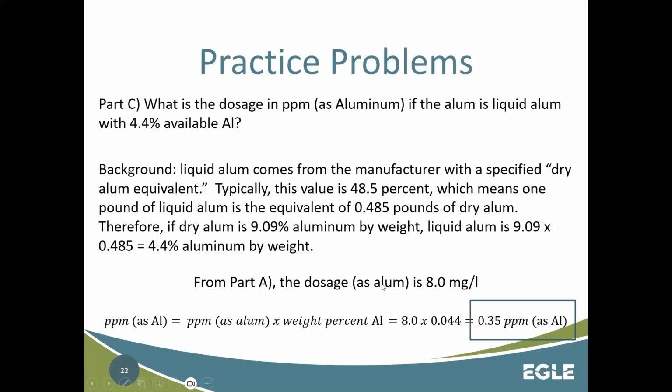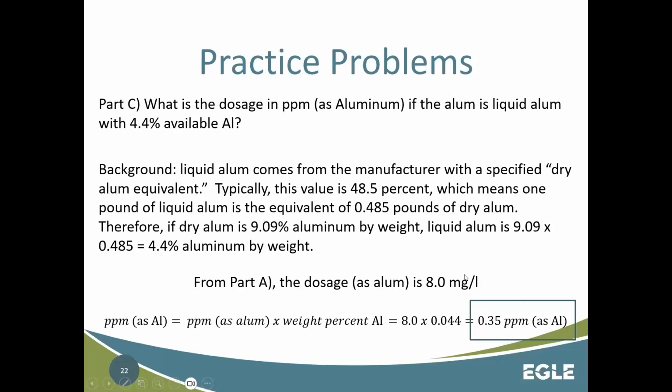From part A, we will remember that we are dosing at 8 milligrams per liter, and we are interested in the aluminum ion, which is our ppm as alum times our percent weight as aluminum ion. 8 milligrams per liter. Again, we converted our 4.4% to a decimal. We just have to move this 2 places, 1, 2, which gets us 0.044, for a final answer of 0.35 ppm as aluminum ion.